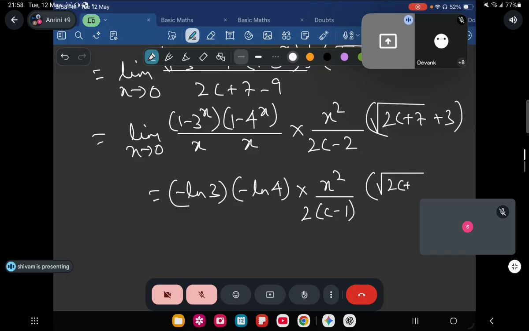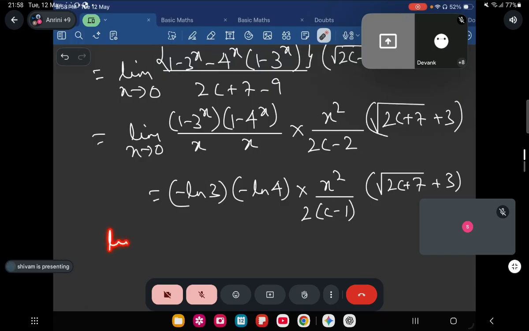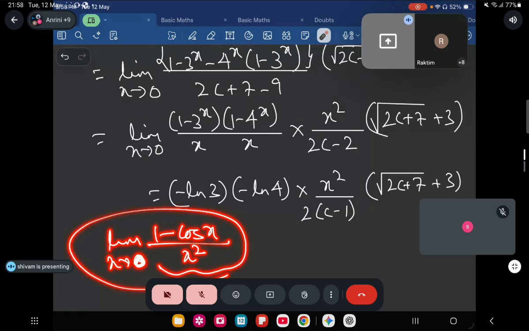What is the limit as x tends to 0 of (1 minus cos x) upon x square? Tell me, everyone. What is the limit? So, 1... minus on the whole thing. Minus 1. This thing, tell me.